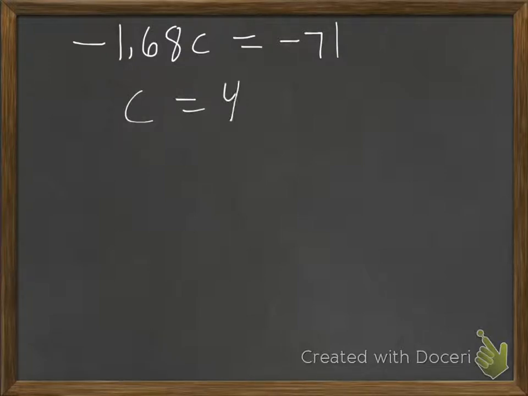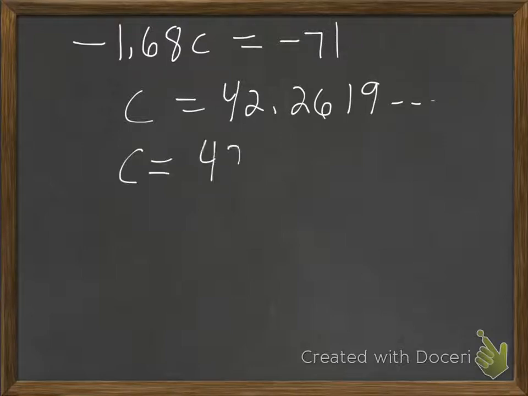So C is 42.2619, and so on. And let's say here that there's going to be some limit to how exact we can measure this coffee. So we say that we want to round to the nearest tenth. So we would need 42.3 pounds of that type of coffee.